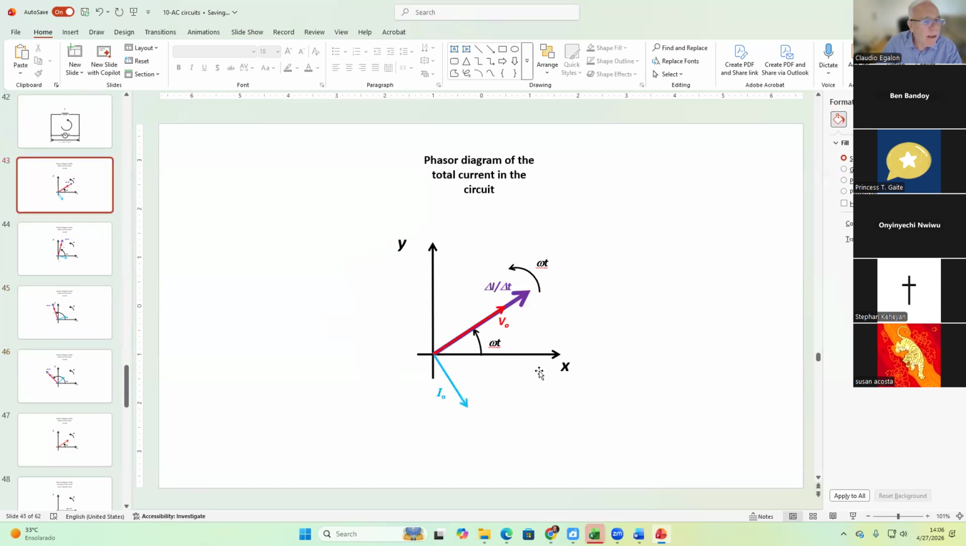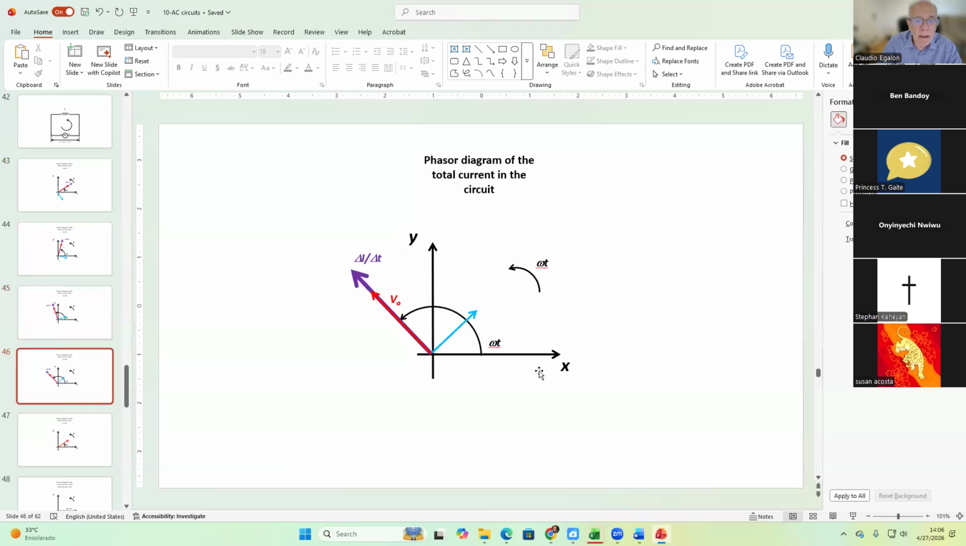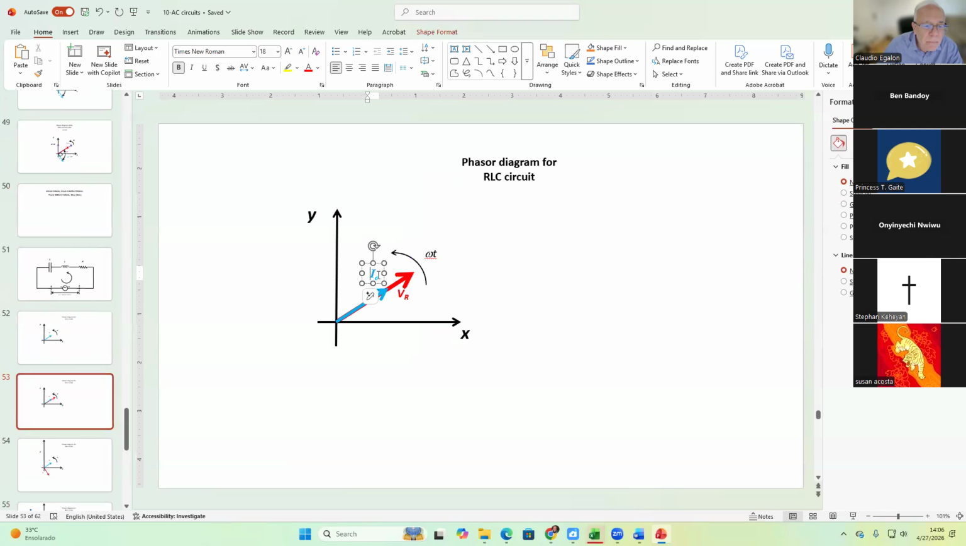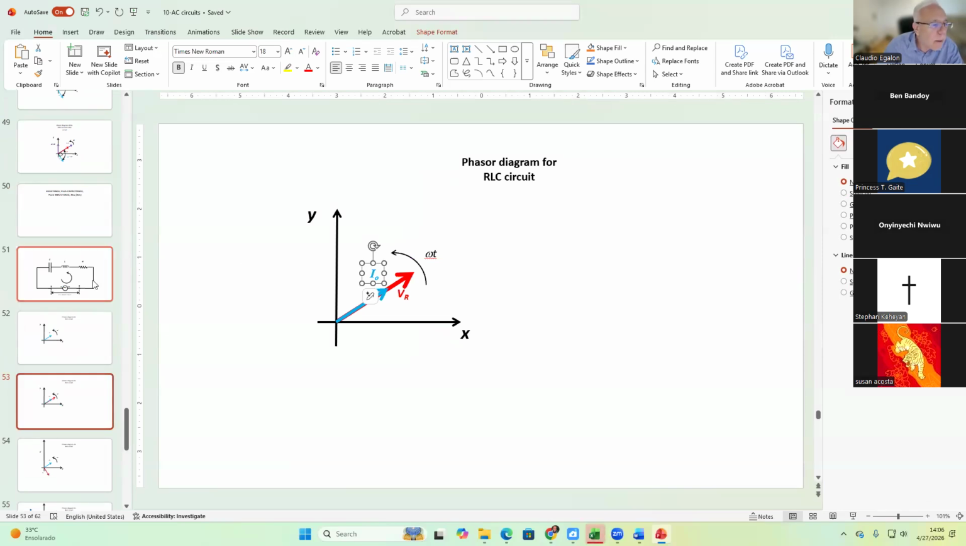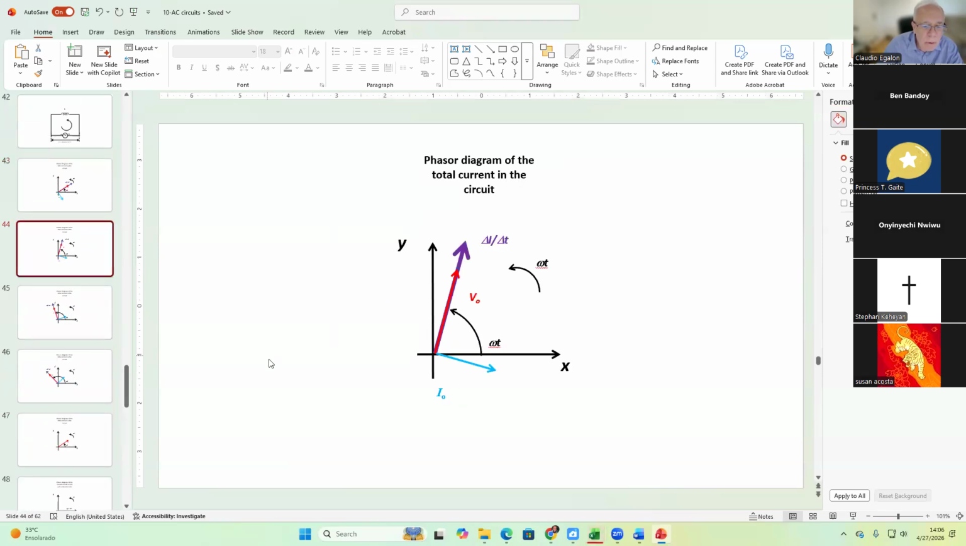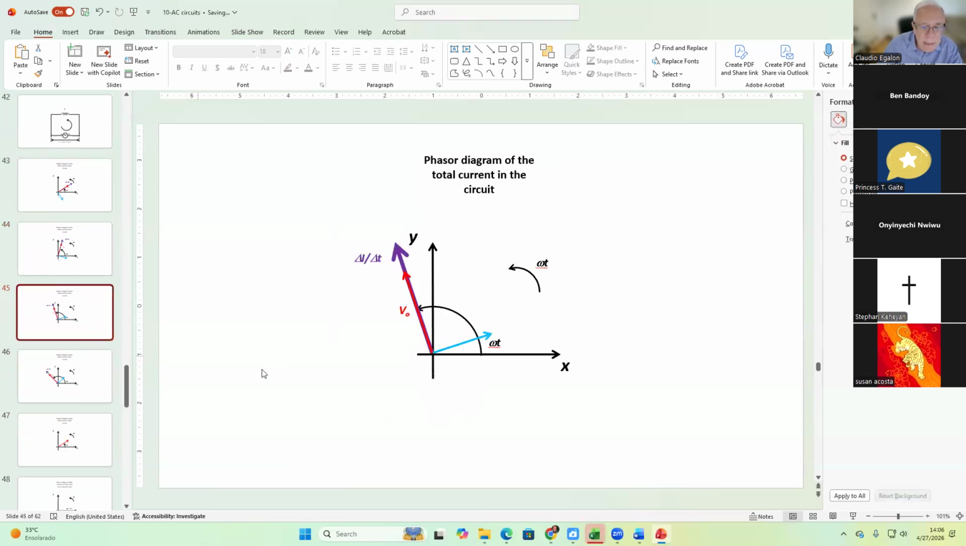And now you have this animation, right? At a given instant of time, V naught, delta I, delta T, and I naught are here. And then move here, rotate here, and so on. I still have to put the I naught. I've got to label it. Here's labeled. Next.